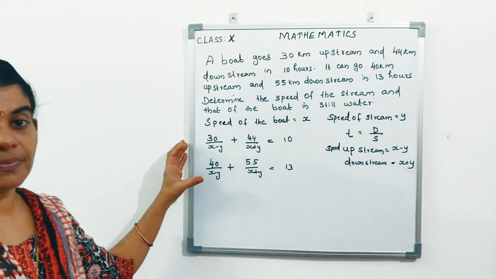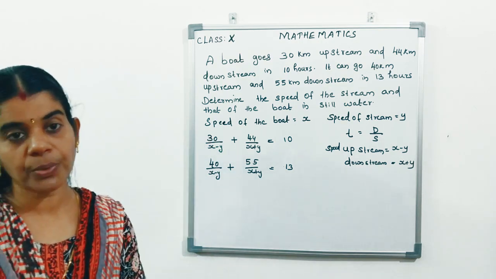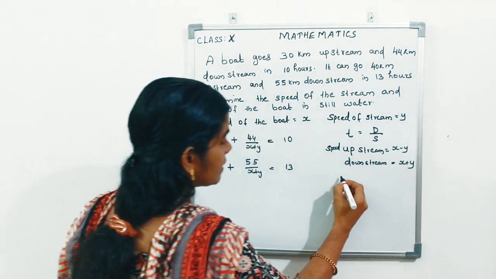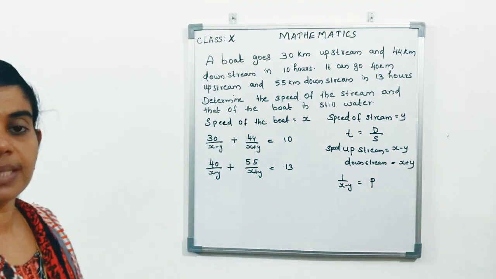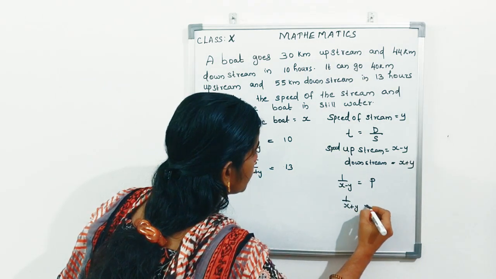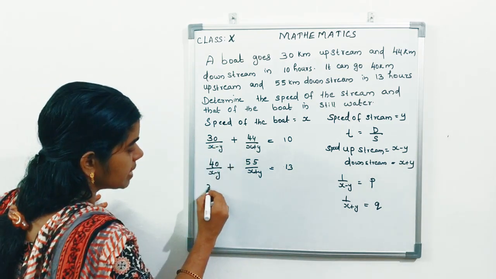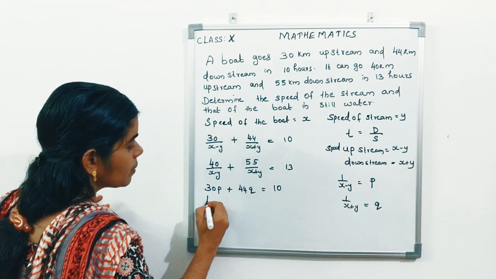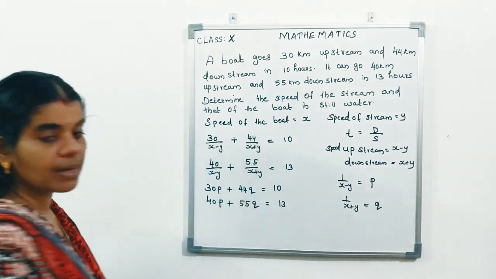By looking, we know that it is not in the direct linear equation form. How do we reduce it to a linear equation? We take 1 by x minus y equal to p. You can use any letter, u, v, m, n, any letter. And 1 by x plus y is equal to q. Then substitute these values: 30 into 1 by x minus y means 30p plus 44q is equal to 10, and 40p plus 55q is equal to 13. These will be our two equations.